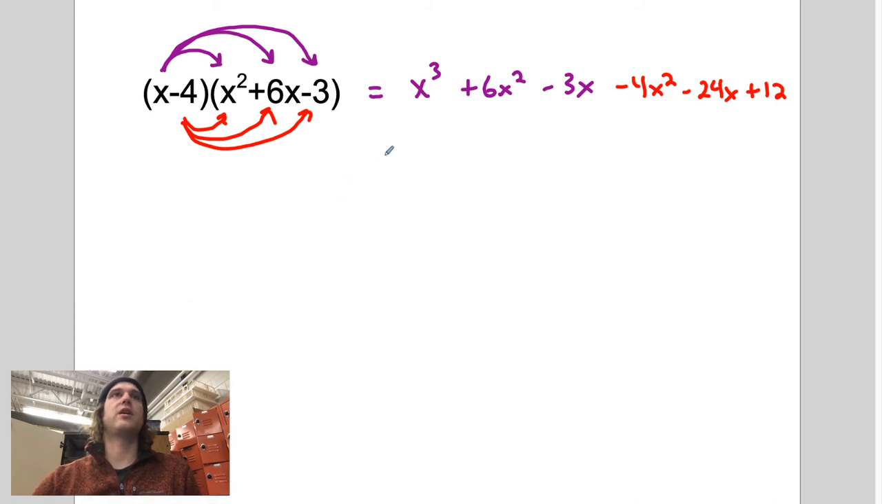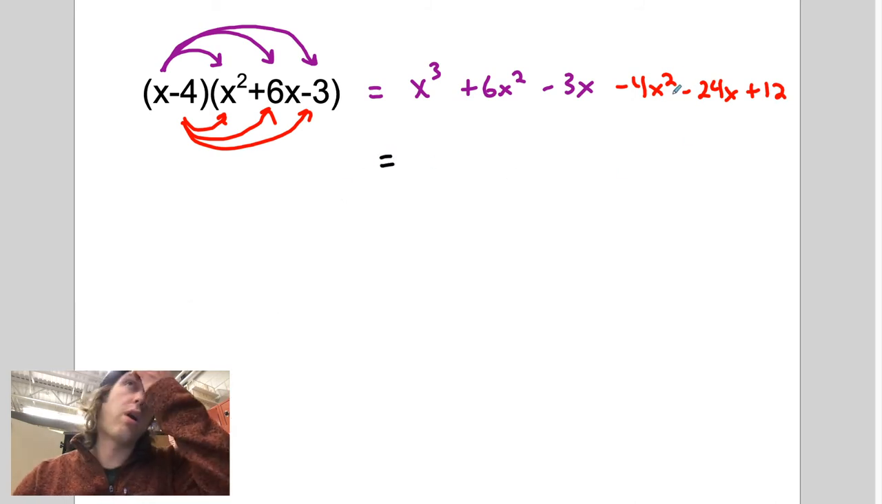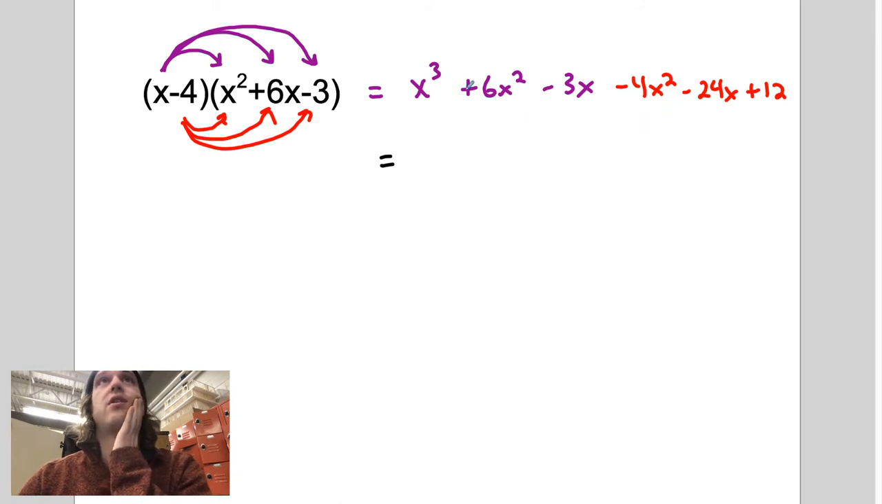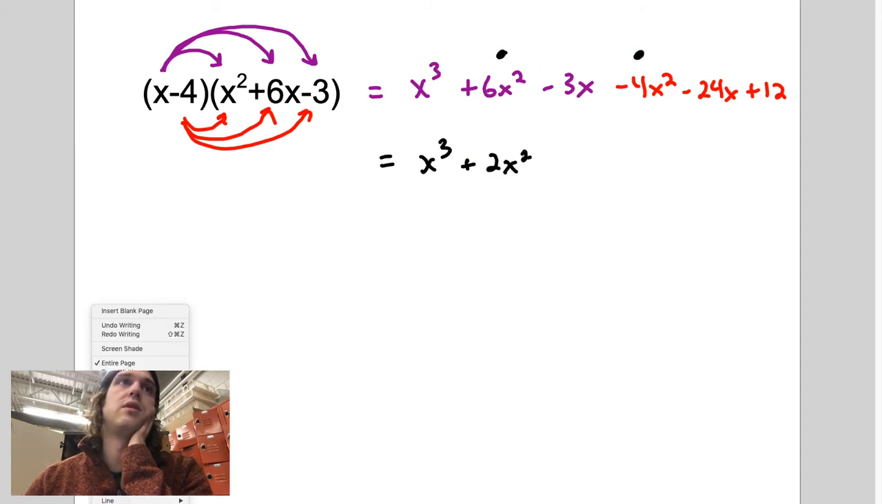All right, and now we can go through and combine like terms. So where are our like terms in this scenario? Okay, let's start with x to the third. There are no other x to the third, so that one comes down. Start with the highest degree. X to the second, there's one there, and there's one there. Add those together, and you'll get plus 2x squared. Negative 6 minus 4 is positive 2.